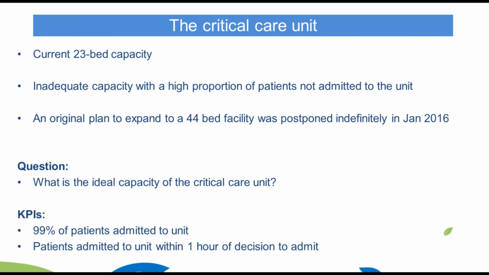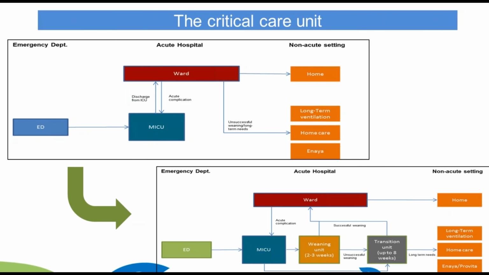That was quite a setback, but it allowed the critical care team to take a step back and ask themselves, what is the ideal capacity of a critical care unit? They also had some really important KPIs: more than 99% of patients identified as needing critical care actually ending up in the unit, and patients, once identified, quickly entering the unit itself. So we had some KPIs to work with and set up our simulation model.